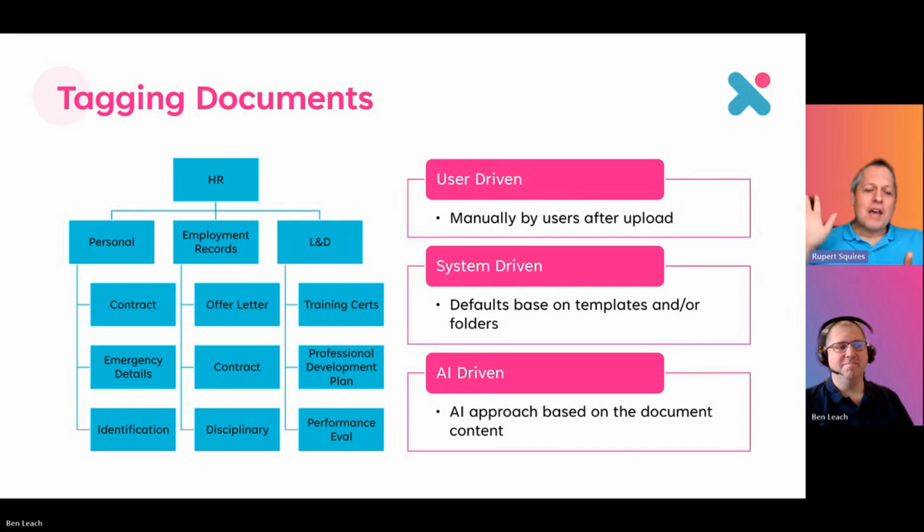Cool. Very clever stuff there. Okay, so part 2, we're going to be talking about tagging documents. Now, a lot of people have heard the phrase taxonomy and think, what does that mean? How does that translate into the world of SharePoint, and particularly metadata? So what we've got on the left-hand side here is an HR taxonomy. And as you can see, at the top level, everything is HR. Then we've created 3 levels beneath that. So personal information, employee records, L&D. And under each of those, say L&D, learning and development, we've got training certificate, a PDP, performance evaluations.